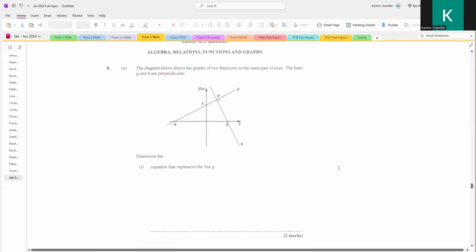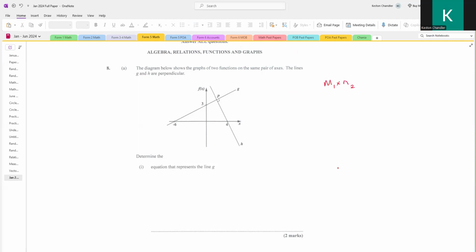The diagram below represents the graph of two functions on the same pair of axes. The lines G and H are perpendicular. Right now, perpendicular lines have a gradient product that is always equal to -1. That's the difficult way of doing it.